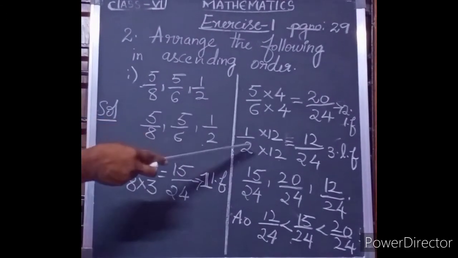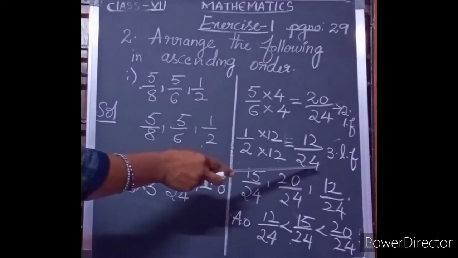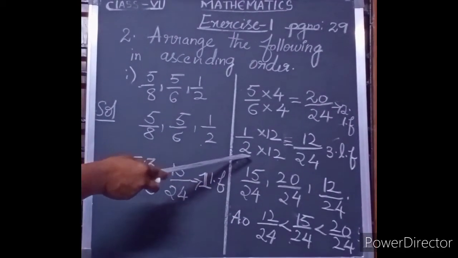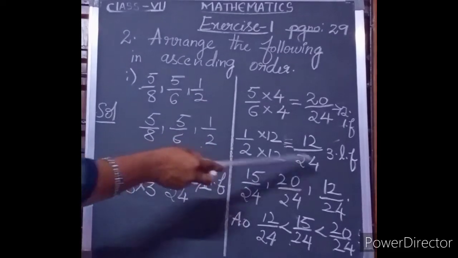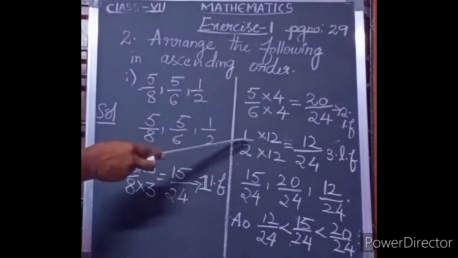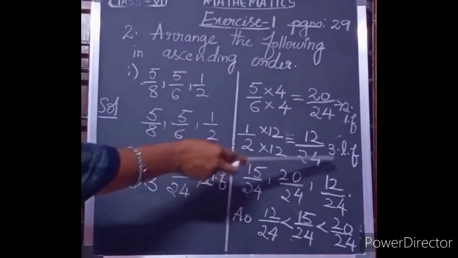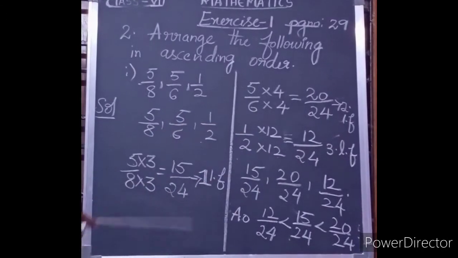Now the third one, 1 by 2. We got 24 as the LCM. When will 24 go in the 2 table, children? 2 12s are 24. So 2 12s are 24. The same number you have to multiply to the numerator. So 1 12 is 12. 12 by 24. This is the third like fraction.